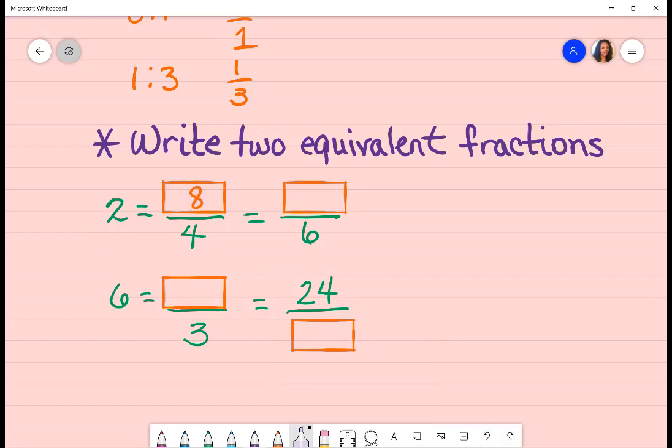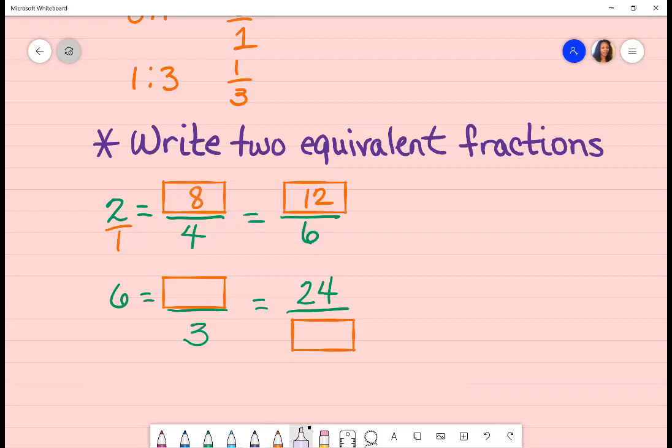Now this next one, you can do the same thing. You can say 2 over 1, and then you can try to just ignore this middle fraction for now and cross multiply. 2 times 6 is 12. So therefore, 1 times what is also 12? Yep, 12. So all 3 of these are equivalent. 4 times 12 is 48. 8 times 6 is 48. And I already showed you the 2 and the 6 and the 1 and the 12.